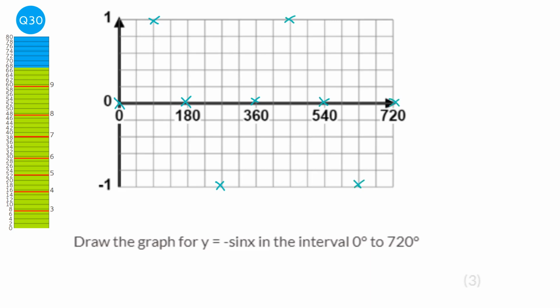Now, because this is minus sine of x, we're going to just reflect it in the x-axis. So instead of going up to 1, it's going to go from 0, it's going to go down to minus 1. Back to 0, but then up to 1. Back to 0, then down to minus 1. So it's just a complete opposite, just complete reflection in the x-axis.